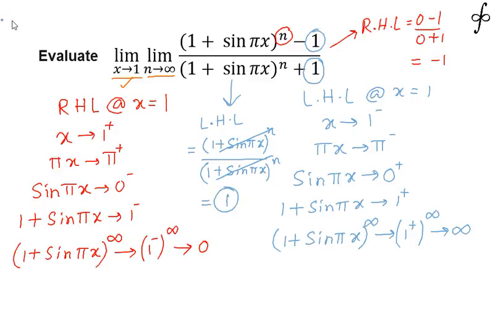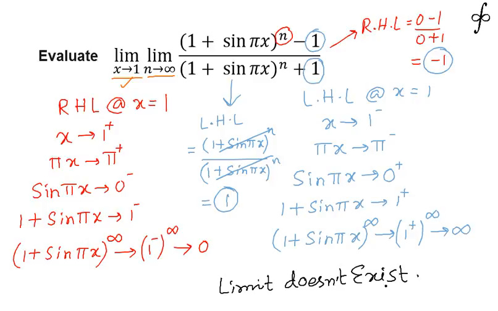So we can see that the LHL is 1 but the RHL is minus 1. Finally we can claim that the limiting value does not exist. So the final answer is that the limit does not exist, because the left hand tendency and the right hand tendency are not equal, so we cannot consider the limit to be existing.